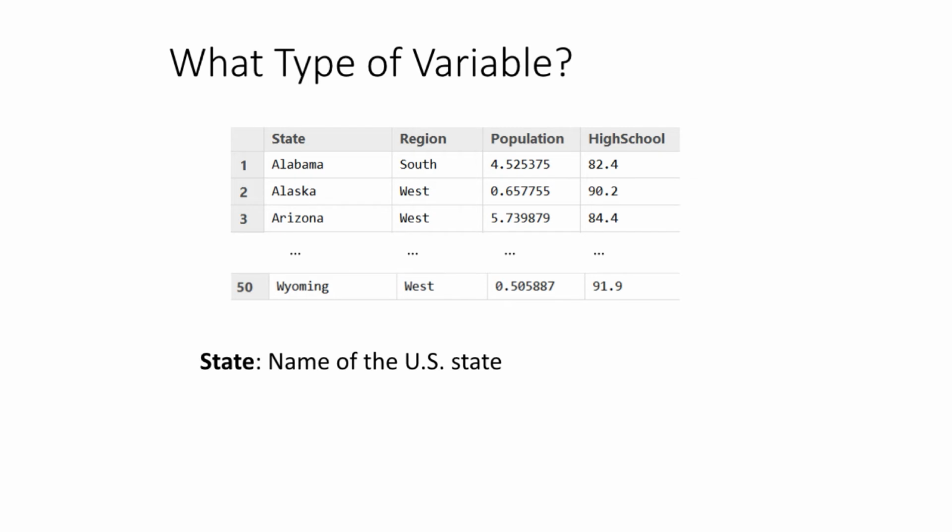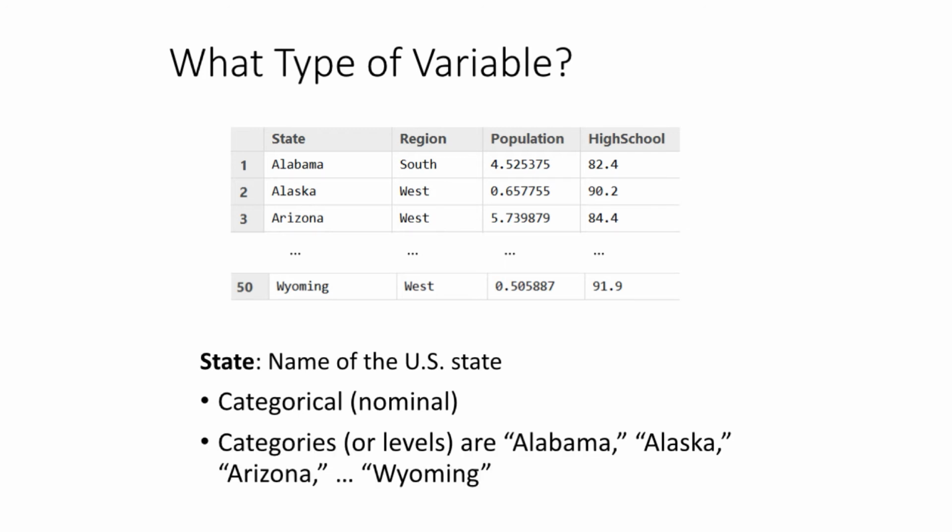That first column is state. It's the name of a US state. That is a categorical variable, and it's nominal. And the levels of this categorical variable are the different names of the states. You might have Alabama, Alaska, Arizona, and so on to Wisconsin and Wyoming. For that column, it's nominal because there's no inherent ordering to the levels. And it's categorical because we have these different qualities or categories for that variable.